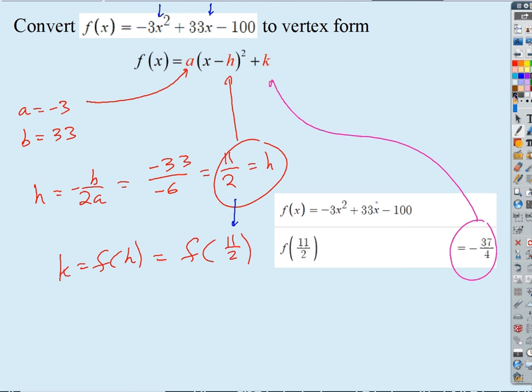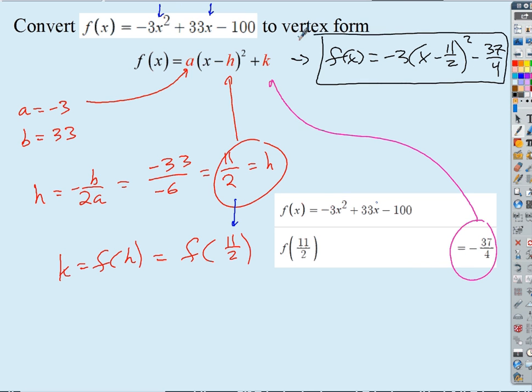So my answer would have just been f of x equals -3 times x minus 11/2 squared minus 37/4. Okay, good? All right, have at it.